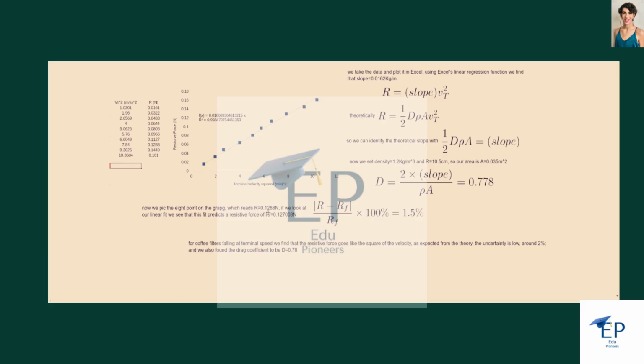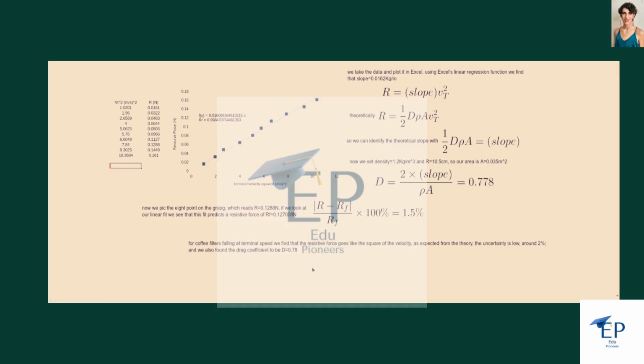So we calculate the percent difference between these two quantities using this formula. It's a very standard error analysis, and we find the percent difference between these two values to be just 1.5%. So they're pretty close to each other. It's like the fit is not too bad.